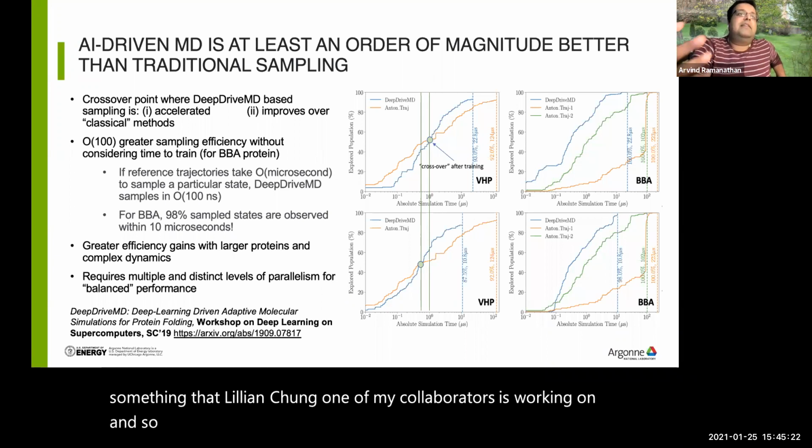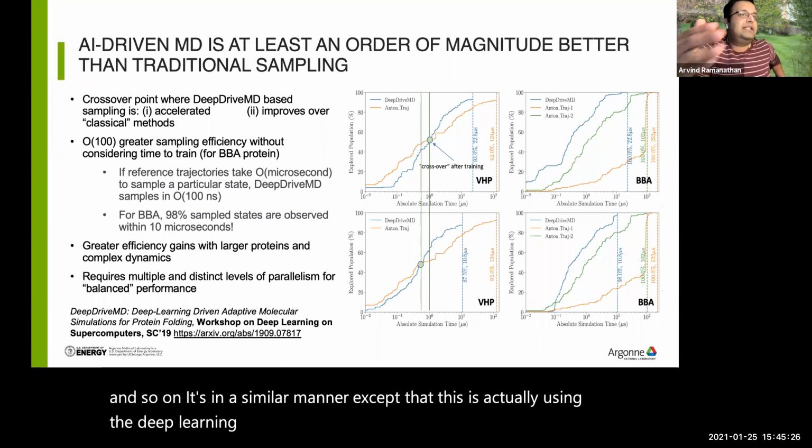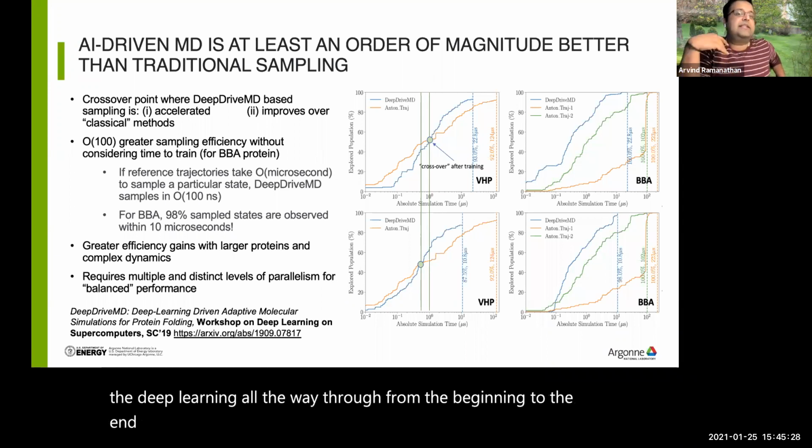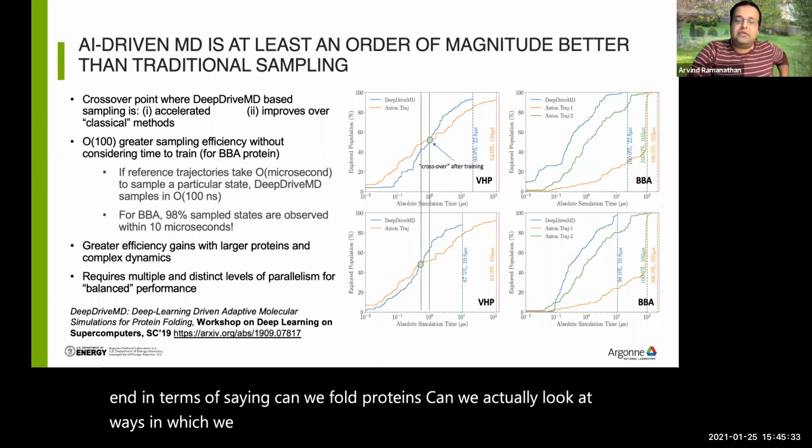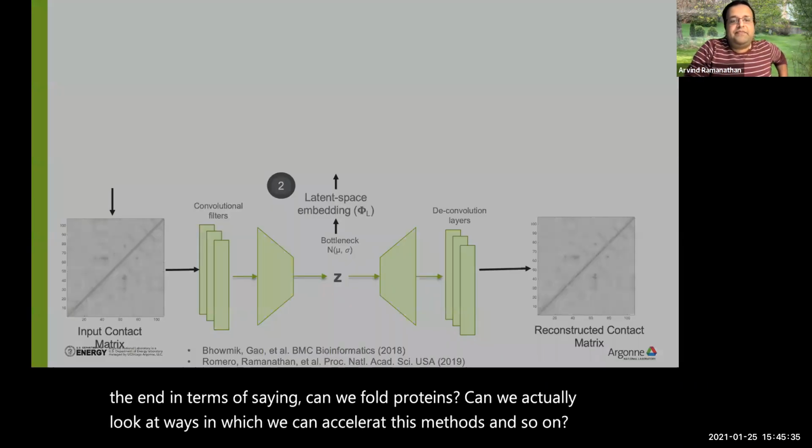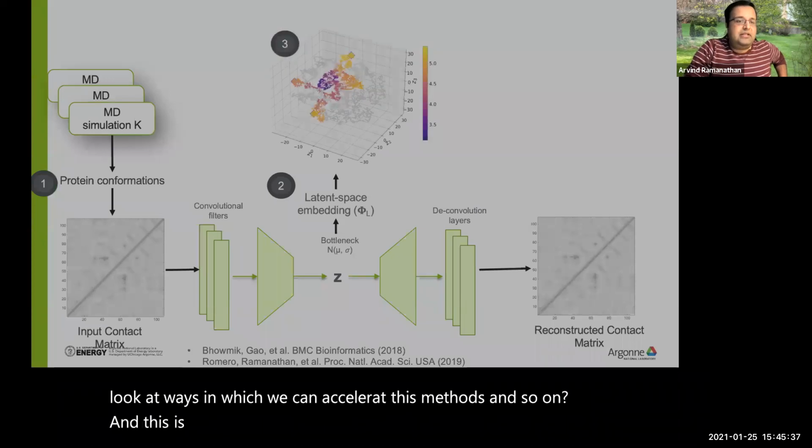It's in a similar manner, except that this is actually using deep learning all the way through, from the beginning till the end, in terms of saying, can we fold proteins? Can we actually look at ways in which we can accelerate these methods and so on? And this is something that we applied on the spike protein system.